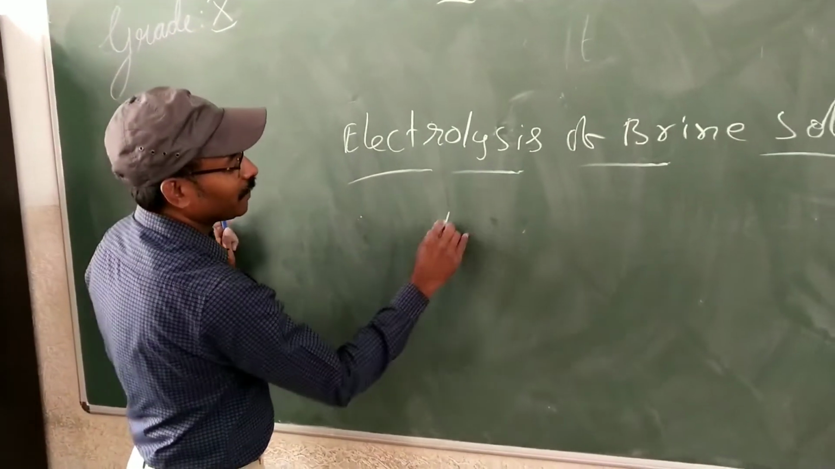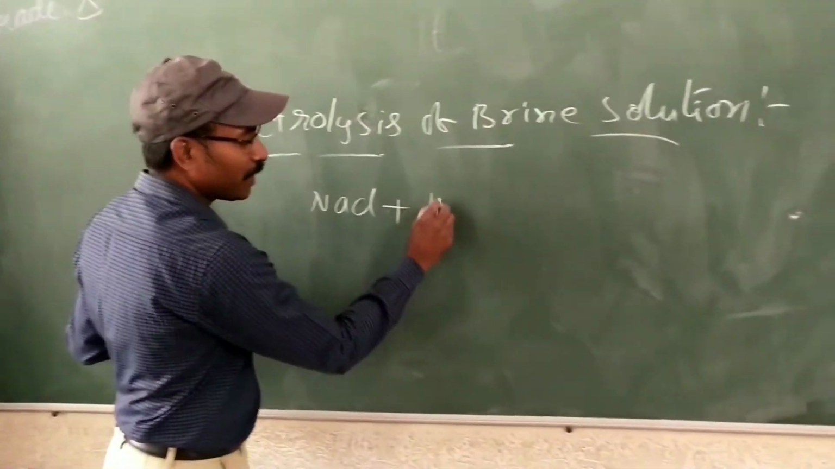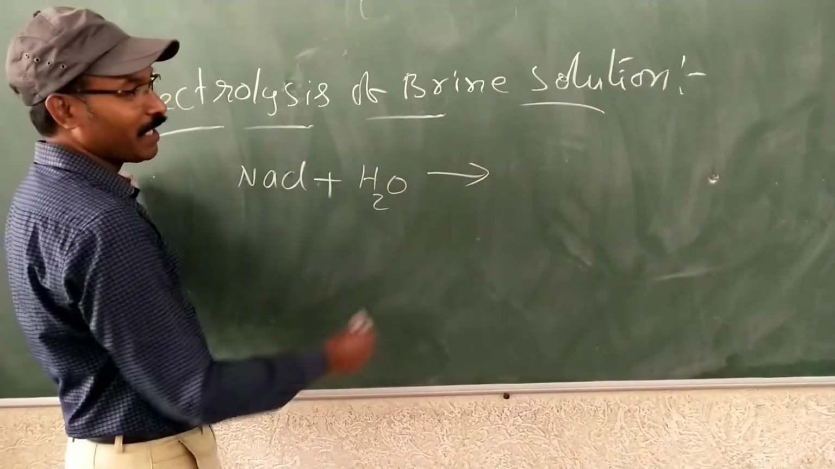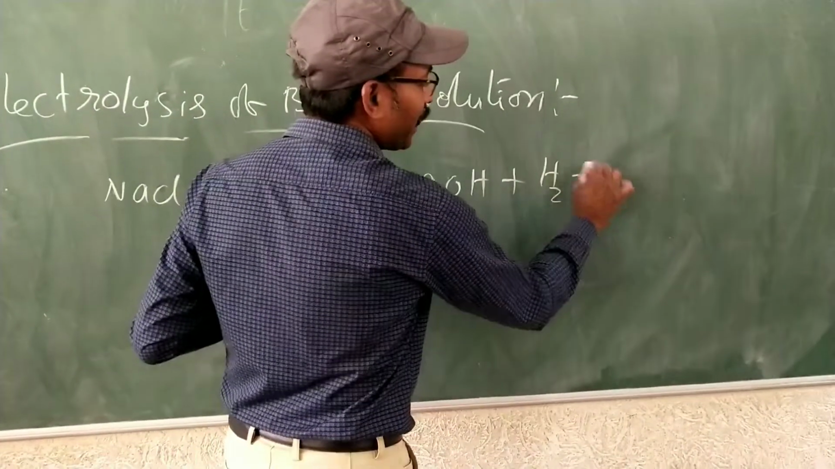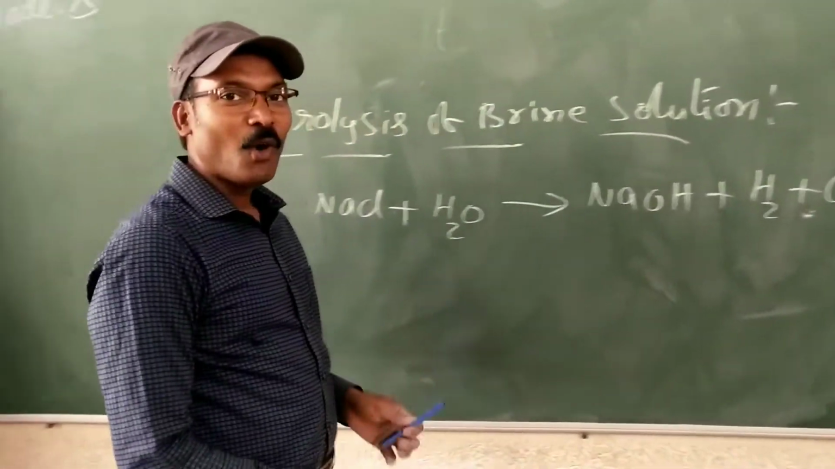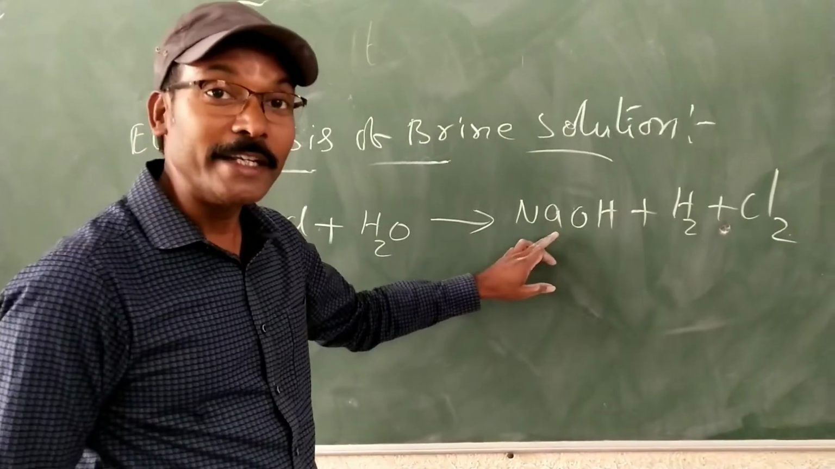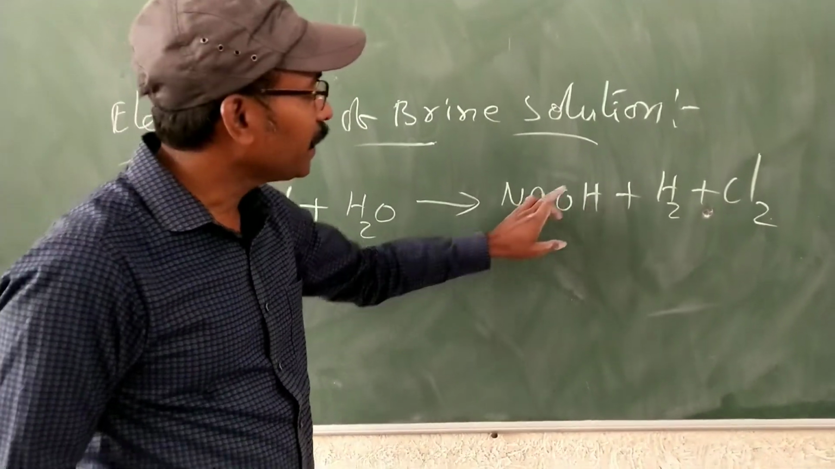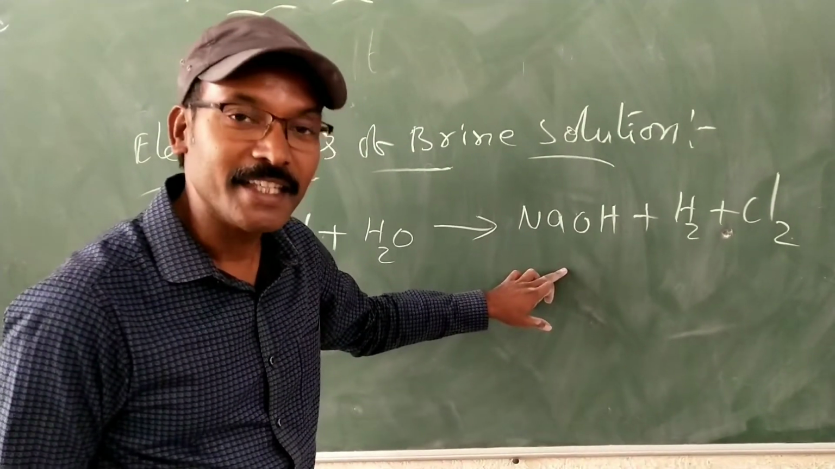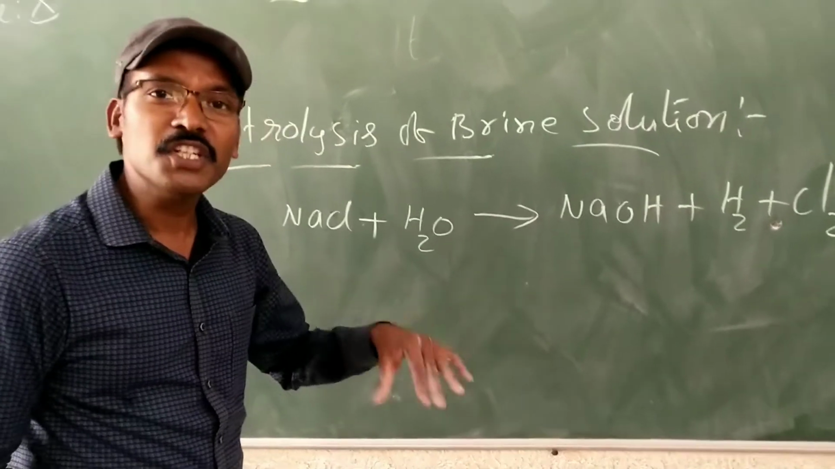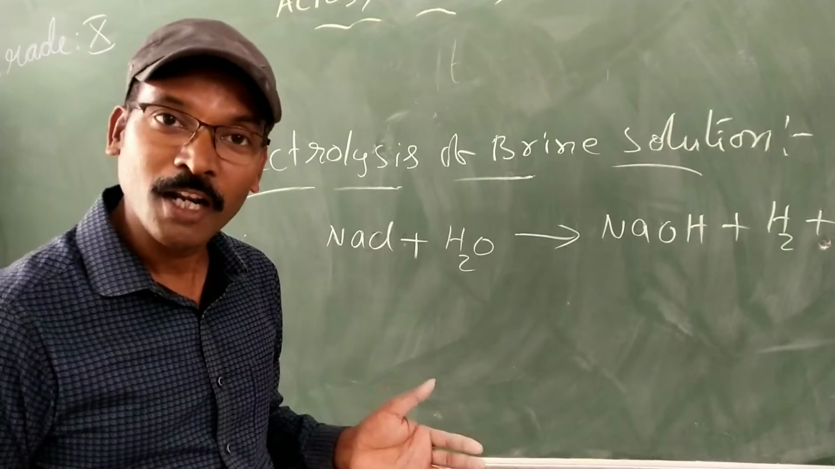Now let us take the previous equation. When you take aqueous NaCl, aqueous means water is also involved. It is producing sodium hydroxide plus hydrogen plus chlorine. And we all know very well that sodium hydroxide is a base and it also dissolves in water. Since the base is dissolving in the water, this is known as alkali. Any base which dissolves in water is known as alkali.